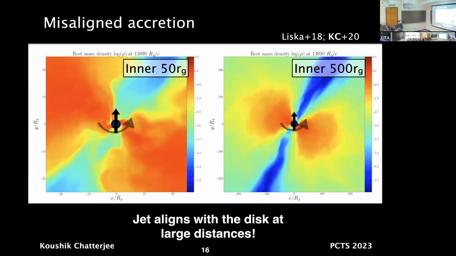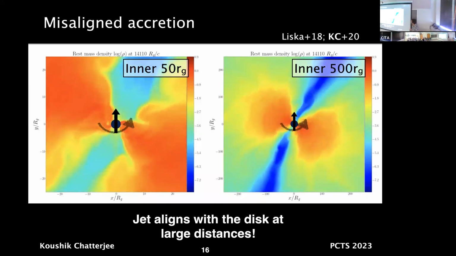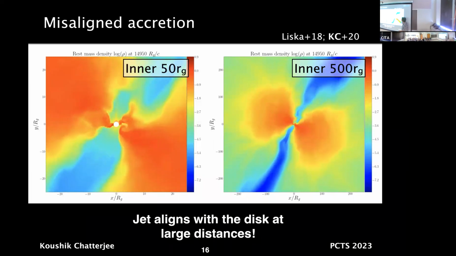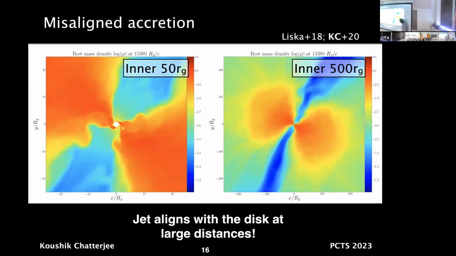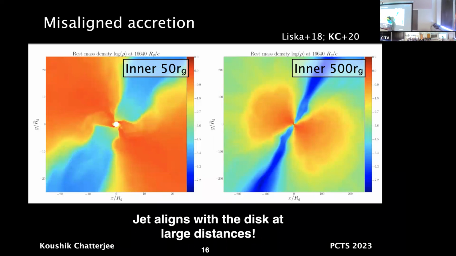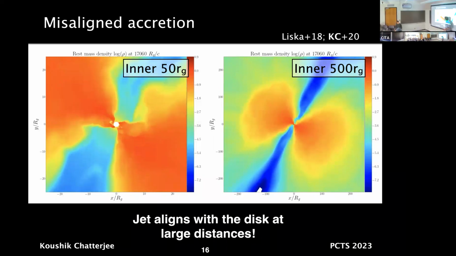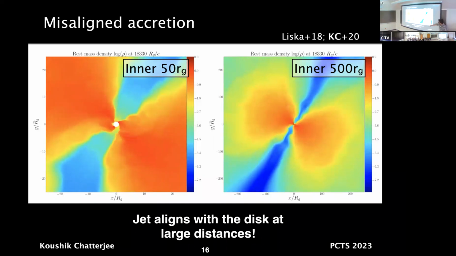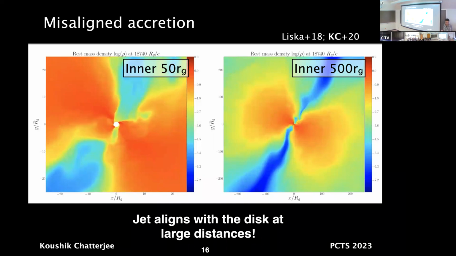Right. So this is just an example of a simulation. The black hole is pointing in the z direction, and then there's the jet over here shown in blue, and there's the disk. Now, the interesting thing over here is that in the inner part, the jet sort of tries to align with the black hole spin, but of course, there's a disk in its way, so it bends away. And overall, the jet aligns with the disk at large distances.